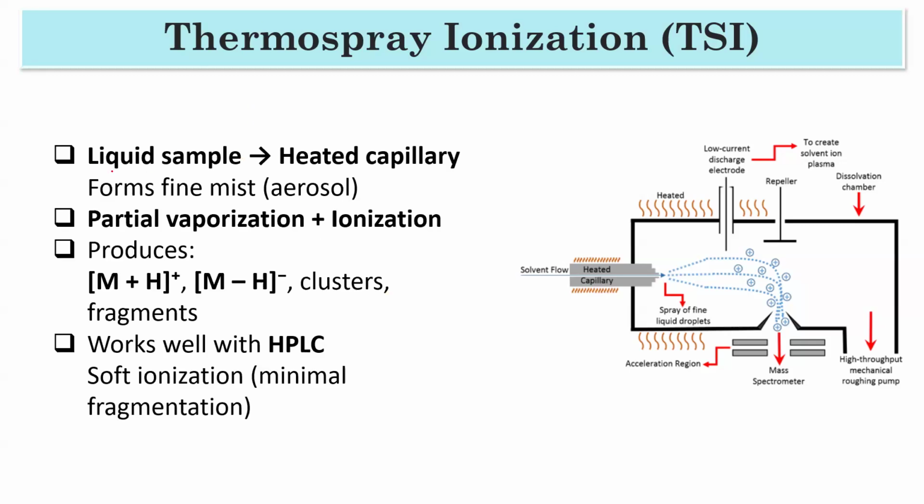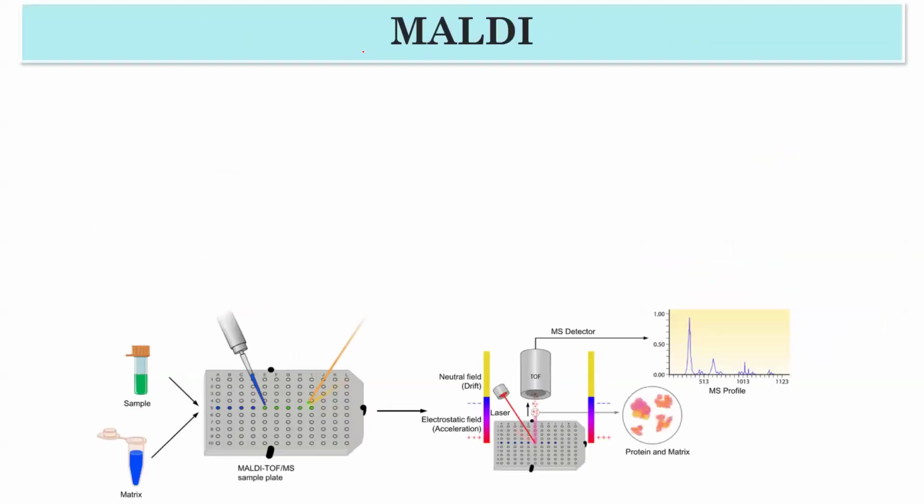So you have a liquid sample and you are using a heated capillary. Because the heated capillary is there, you will get some aerosol with your particles inside, and similarly it will produce different ions. This also works well with HPLC, and this is soft ionization, just like ESI.